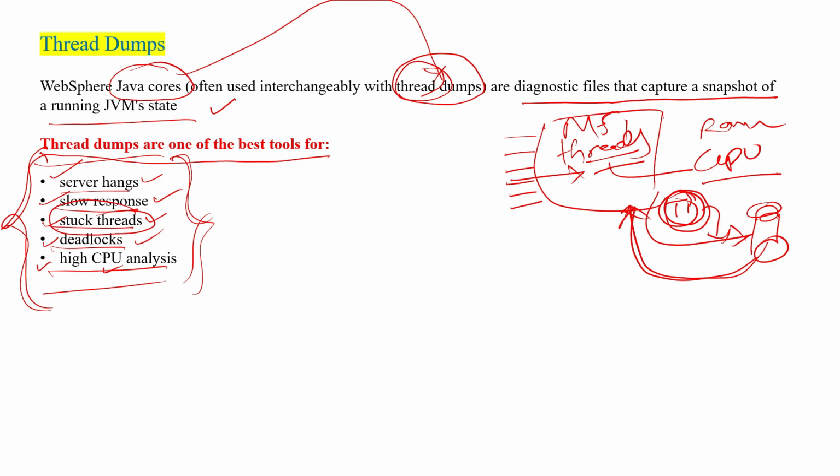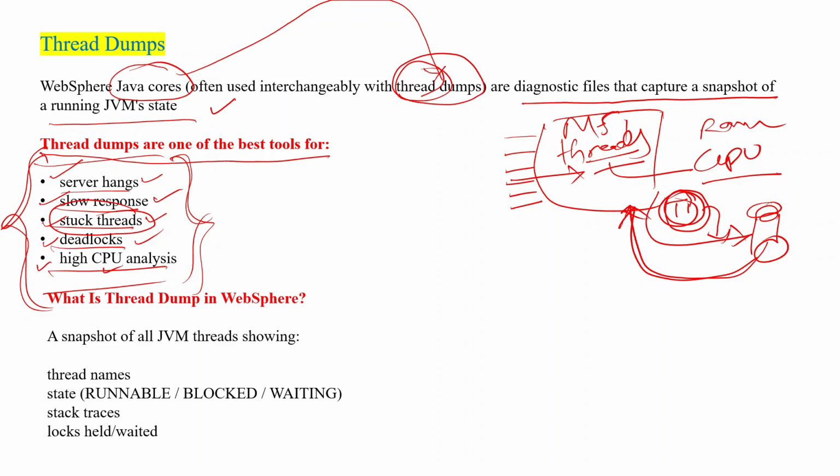So simply, whatever request is getting processed in your JVM is processed by the threads. So why do we take the thread dumps, and what are the different scenarios that I have explained to you? You may have different kinds of scenarios. In that situation, you may need to take the thread dumps.